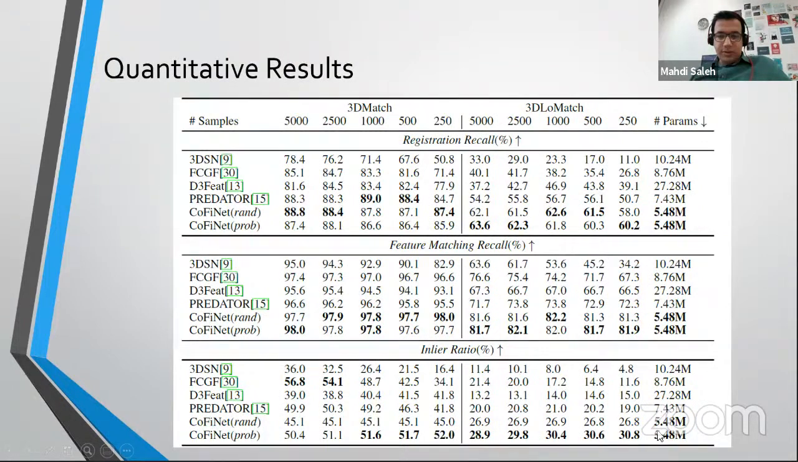And here you can also see the number of parameters. The previous methods have many more parameters, and here we have only about 5 million parameters.